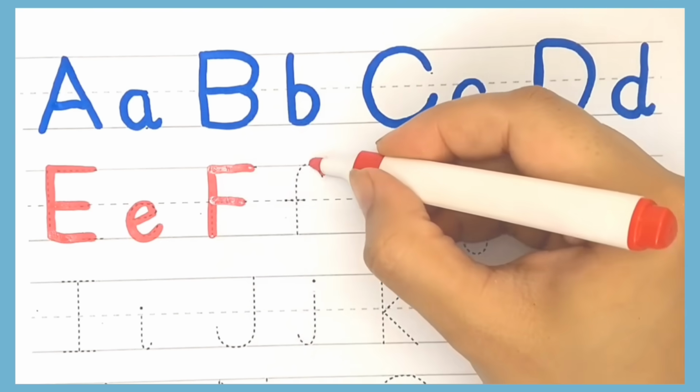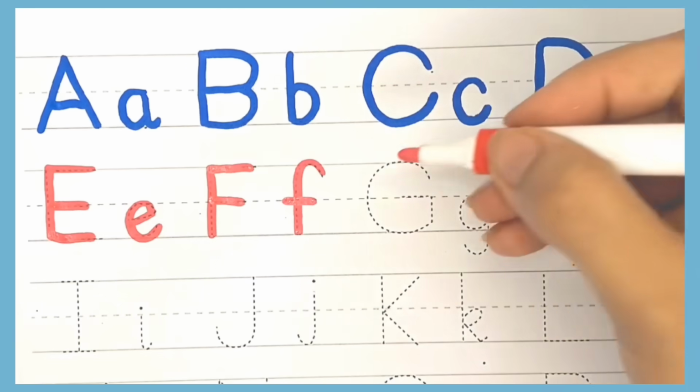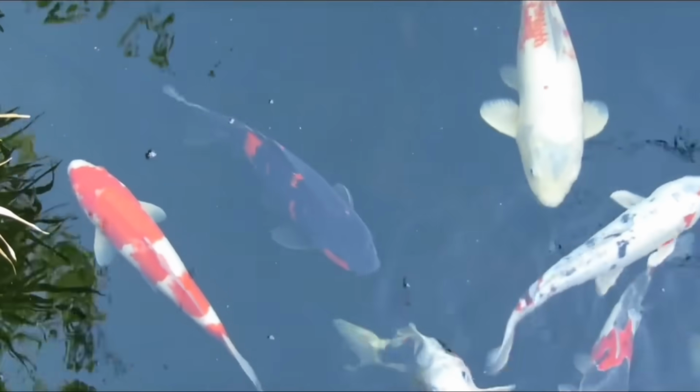Capital F, small f. F for fish. Fish live in water. They can swim fast.